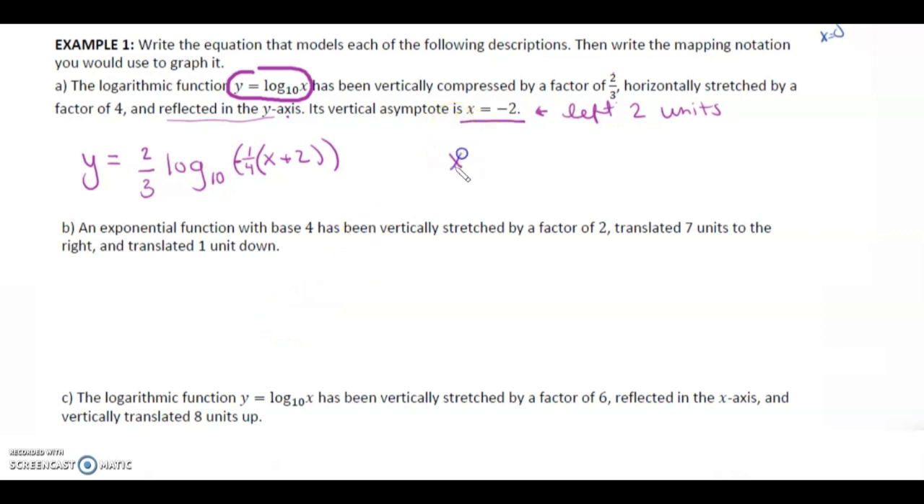Okay, our mapping, we will map (x, y) onto. Everything around the x affects the x. So instead of negative 1 over 4, we're going to have negative 4 because this is a stretch. So reflection, stretch, and then this is an x. And then this is going to the left 2, so minus 2. And the y is going to be affected by taking 2/3 of each y, so 2 over 3 y. And this is the mapping notation.